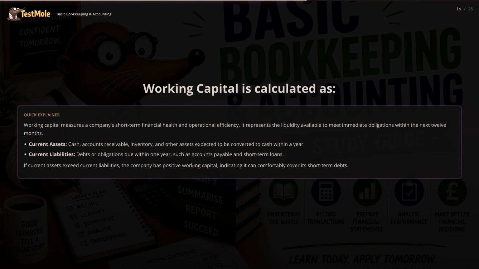Current assets: cash, accounts receivable, inventory, and other assets expected to be converted to cash within a year. Current liabilities: debts or obligations due within 1 year, such as accounts payable and short-term loans. If current assets exceed current liabilities, the company has positive working capital, indicating it can comfortably cover its short-term debts.